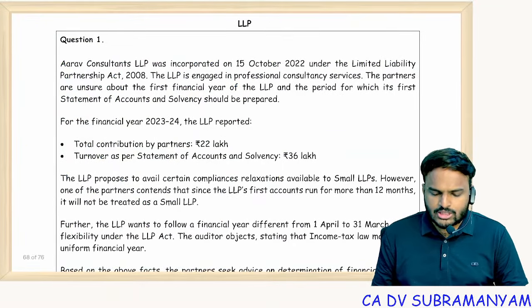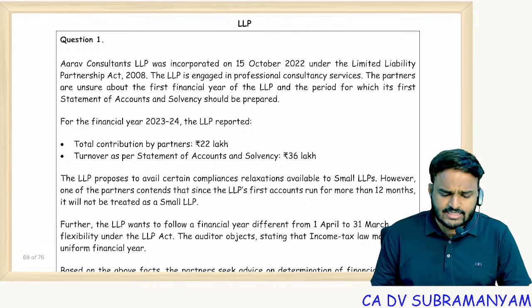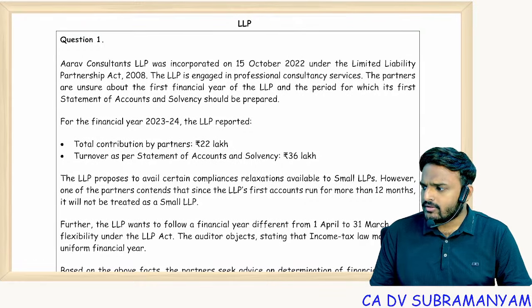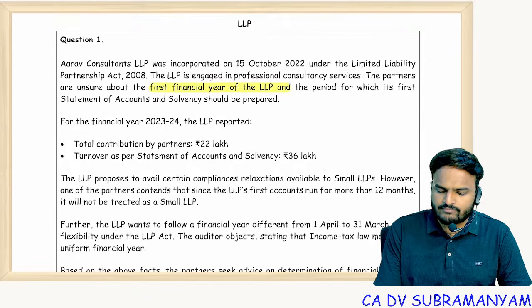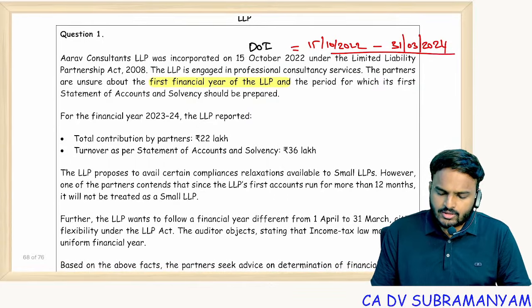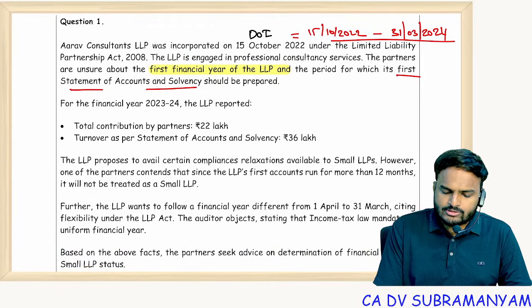Let's see one exceptional question. Arav Consultants LLP was incorporated on 15th October 2022 under the Limited Liability Partnership Act 2008. The LLP is engaged in professional consultancy services. The partners are unsure about the first financial year of the LLP. So what is the date of incorporation? 15th October 2022. Then the financial year closure date would be 31st March of 2024, for which its first statement of accounts and solvency should be prepared.